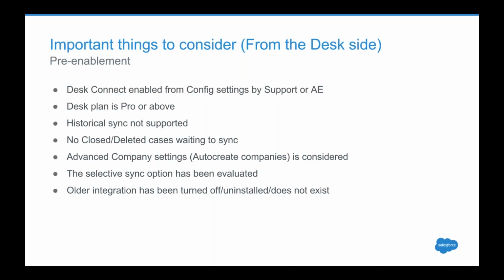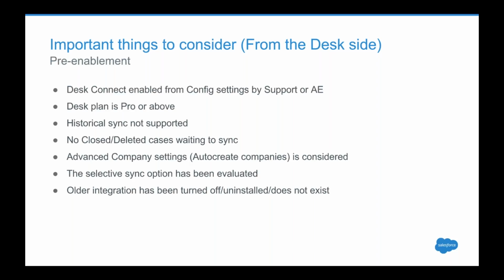Advanced company settings: auto create companies is considered. Make sure that you have considered this. This is something that happens when you have auto create companies turned on. Let's say you have a company called Walmart.com in Desk, and then you have Walmart Inc. as an account in Salesforce. It's the same company or the same account. But when you have auto create turned on, let's assume you did not have Walmart as a company in Desk, but a customer from Walmart emailed you. Desk created a company on its own and picked the domain of the customer's email address. So it picked Walmart.com as the company name, and saved it.